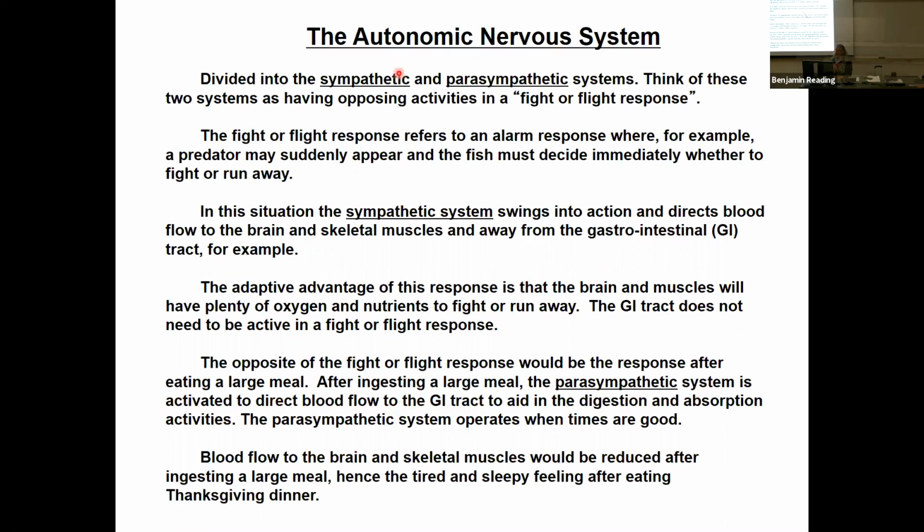And so when we say they're equal and opposite, you can sort of see this. Whenever the sympathetic system is activated, the parasympathetic system is deactivated, and vice versa. They are equal and opposite. So blood flow to the brain and skeletal muscles will be reduced after ingesting a large meal. And people talk about, like, after Thanksgiving dinner, you feel tired and sleepy. It's part of this. So that's what's going on here, parasympathetic system and sympathetic system.